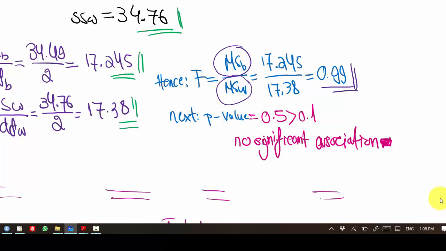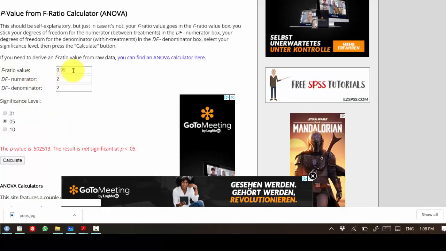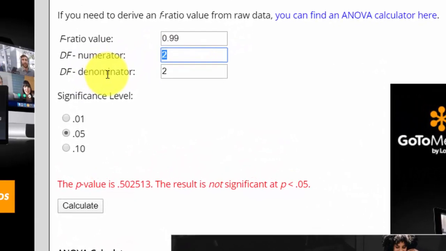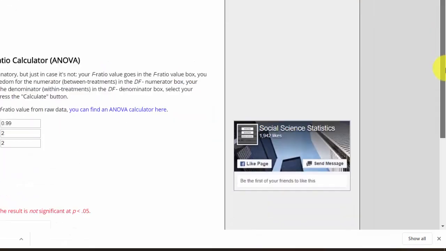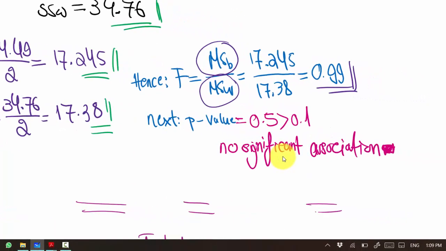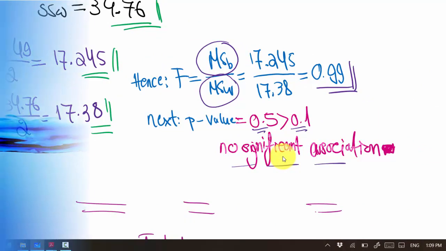Now, I use an online calculator in order to find the corresponding p-value for this statistic. I put in 0.9, the F value, the degrees of freedom for the numerator, which is 2, and the degrees of freedom for the denominator, which is also 2, and I calculate the corresponding p-value for these entries, and that is 0.502. I come back and write here that the p-value is 0.5, which is bigger than 0.1, hence there is no significant association.